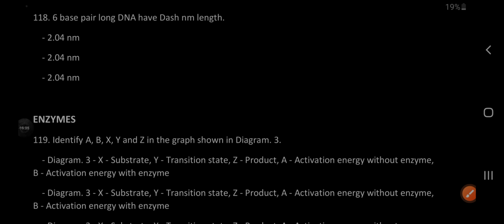118. 6 base pair long DNA have dash nanometer length. 2.04 nanometers. Enzymes. 119.